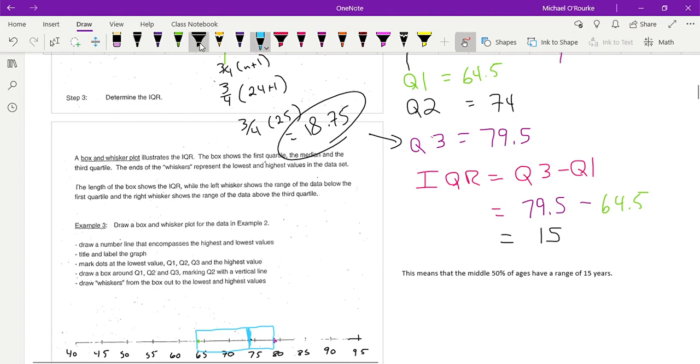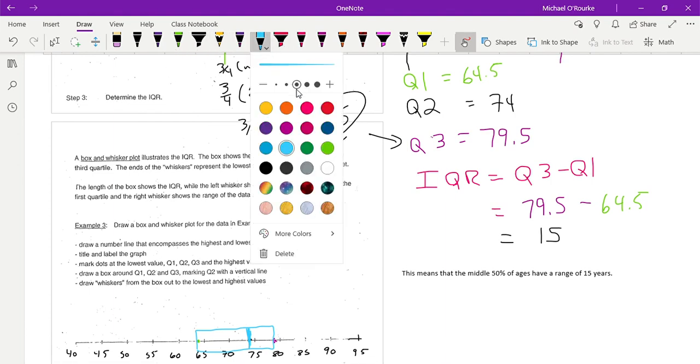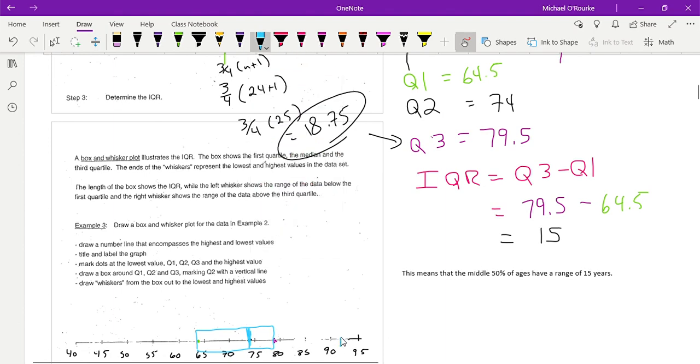And then the whiskers refers to, I'll make this line a little thicker. You draw a line to the left to your lowest number, and draw a line to your right to your highest number. So if I was going right, we said our highest number was 93, right? So I draw a line like this. Then our lowest number was 43. So we draw a line like this.